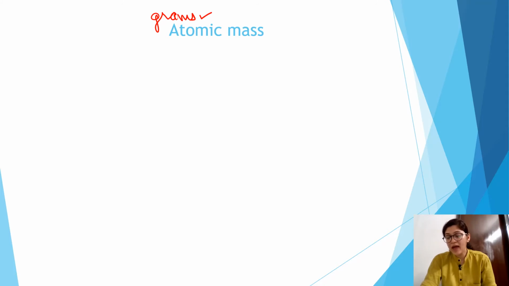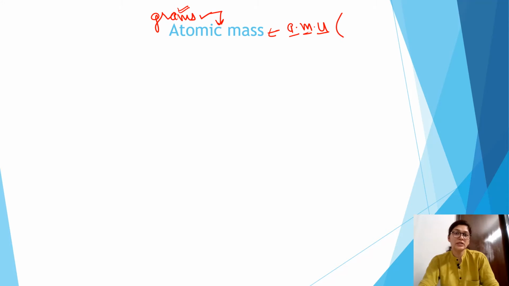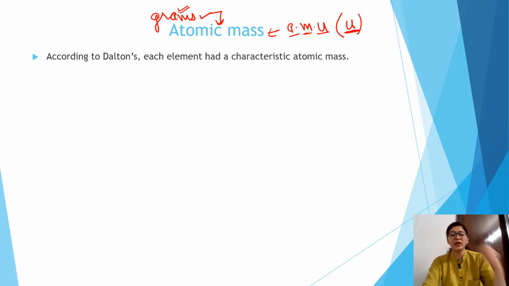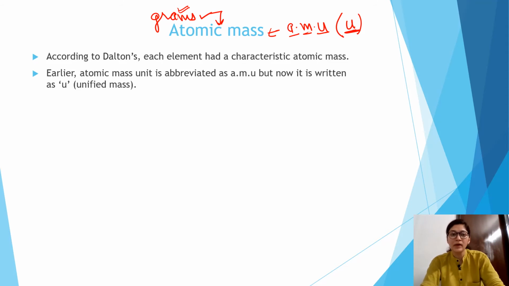But this gram is a very huge term for the atomic level. At the atomic level, at the microscopic level, this gram unit cannot be used because it is a very huge term for a small piece of atom. So in that case, a separate unit was determined by the scientists, and that unit is known as the AMU, atomic mass unit. Earlier it was abbreviated as AMU, but nowadays it is abbreviated as small u, known as unified mass. So Dalton plays a very important role in determining the atomic mass.